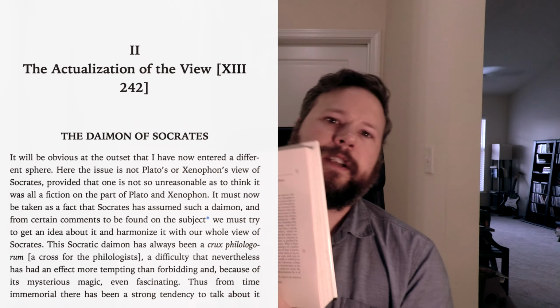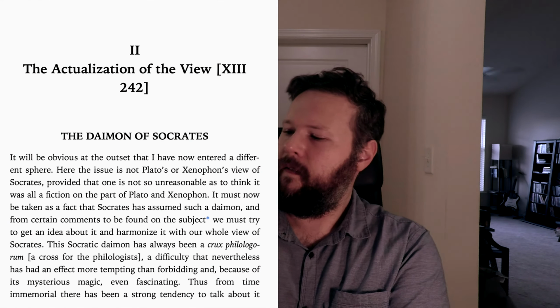Yeah, but we're continuing with The Concept of Irony today, and I realized that we didn't actually make it through all of part one the last time, even though I kind of jumped the gun basically. So we're actually starting in my edition on page 157, which is the actualization of the view, talking about the daimon of Socrates.